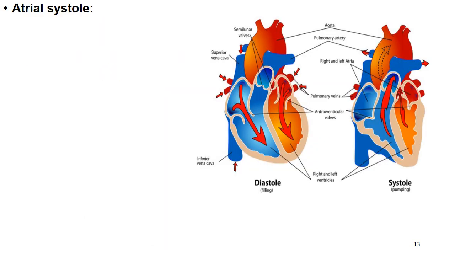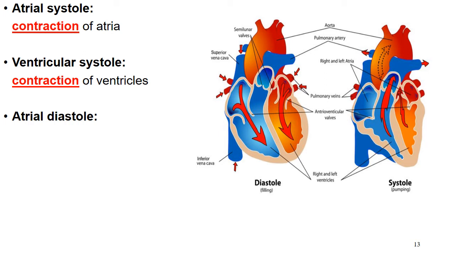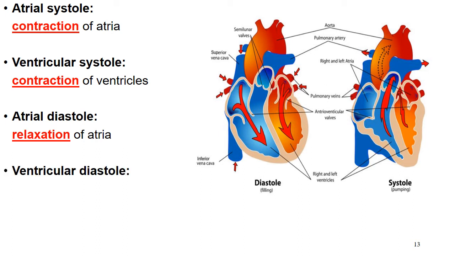These are all definitions. Atrial systole is contraction of the atria. Then we have ventricular systole, that is contraction of the ventricles. Atrial diastole is relaxation of the atria, or filling of those chambers. And ventricular diastole is relaxation of the ventricles. All of these chambers and valves opening and closing cause blood pressure.